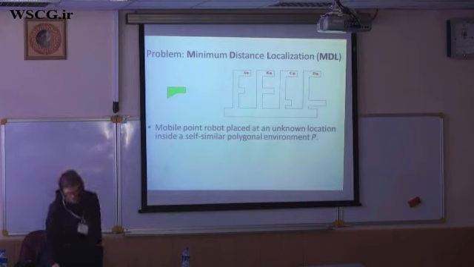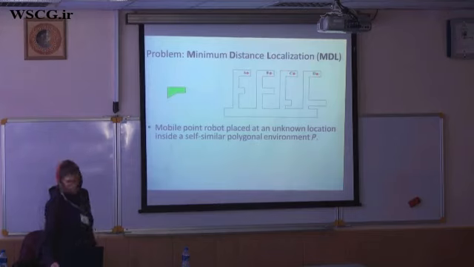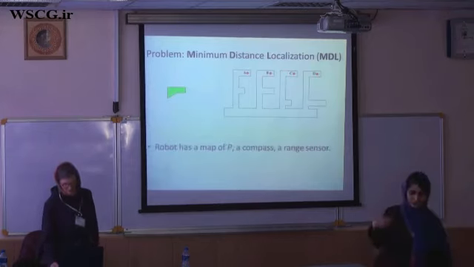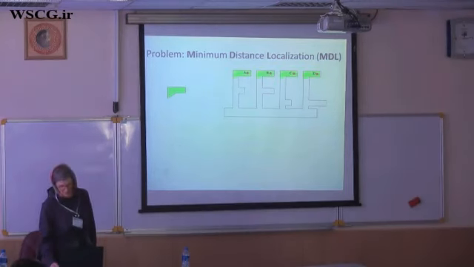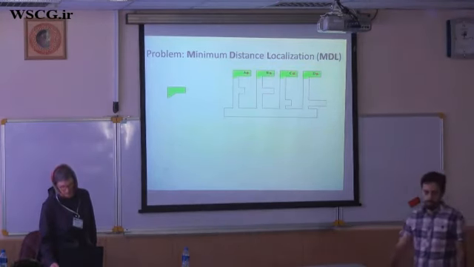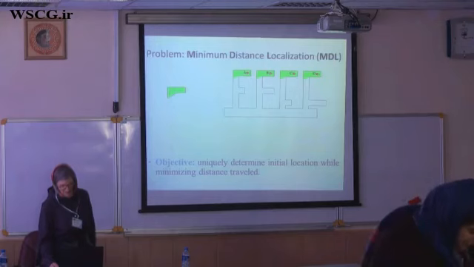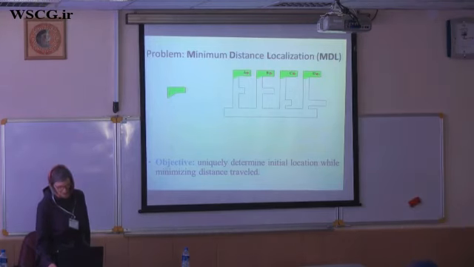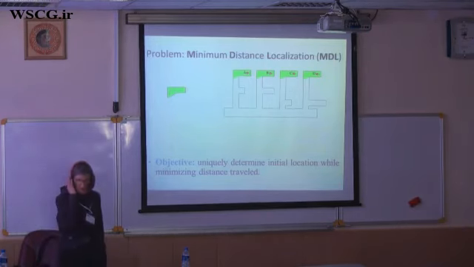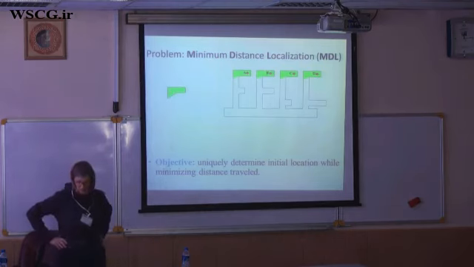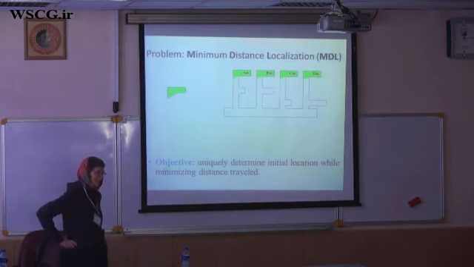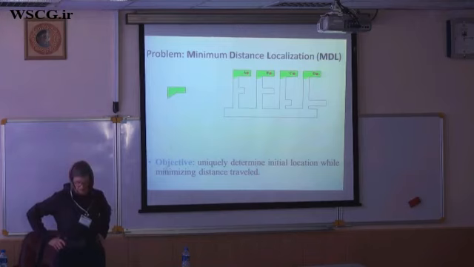So we have our mobile robot that's placed in an unknown location in a self-similar environment, and it's got a map, a compass, and a range sensor, and we have those initial locations, or initial hypotheses, and our objective is to uniquely determine what the correct actual initial location is and minimize the distance traveled. That's the problem.